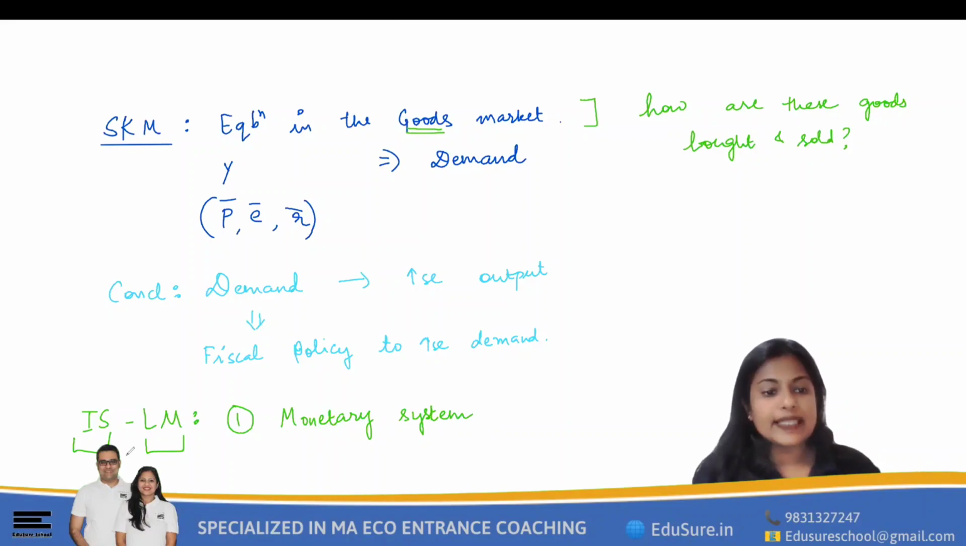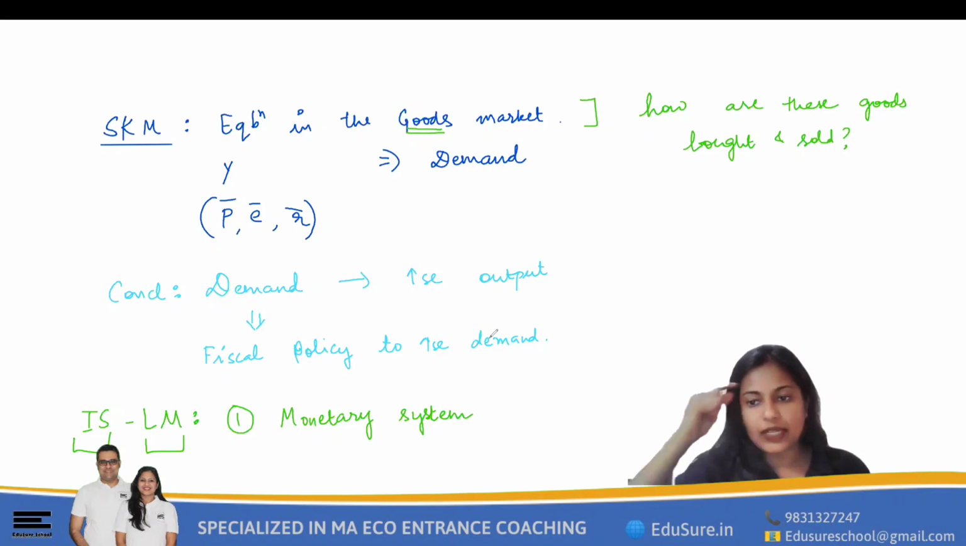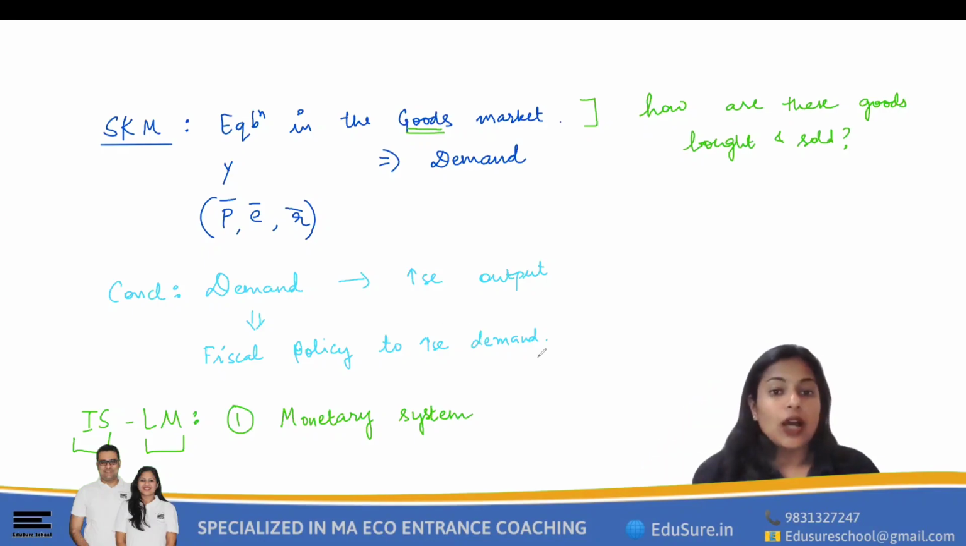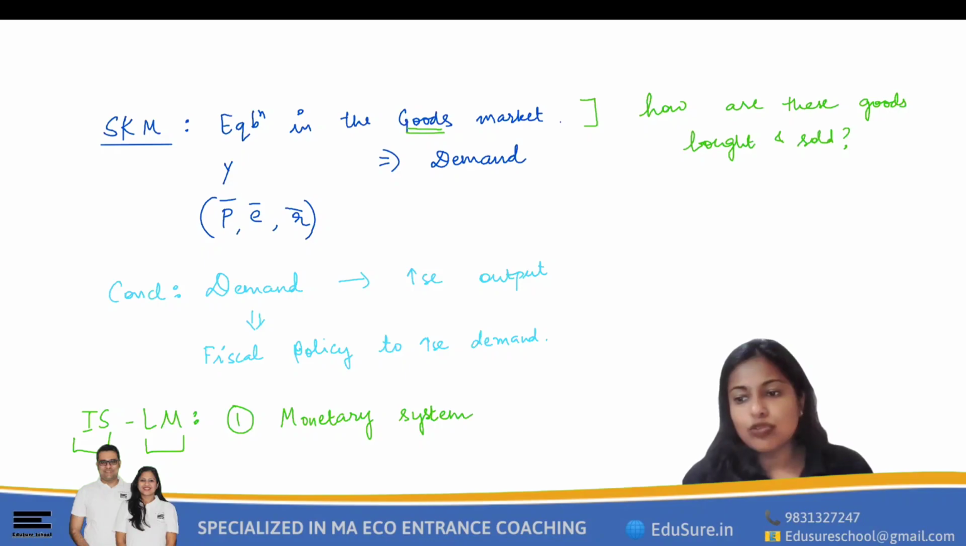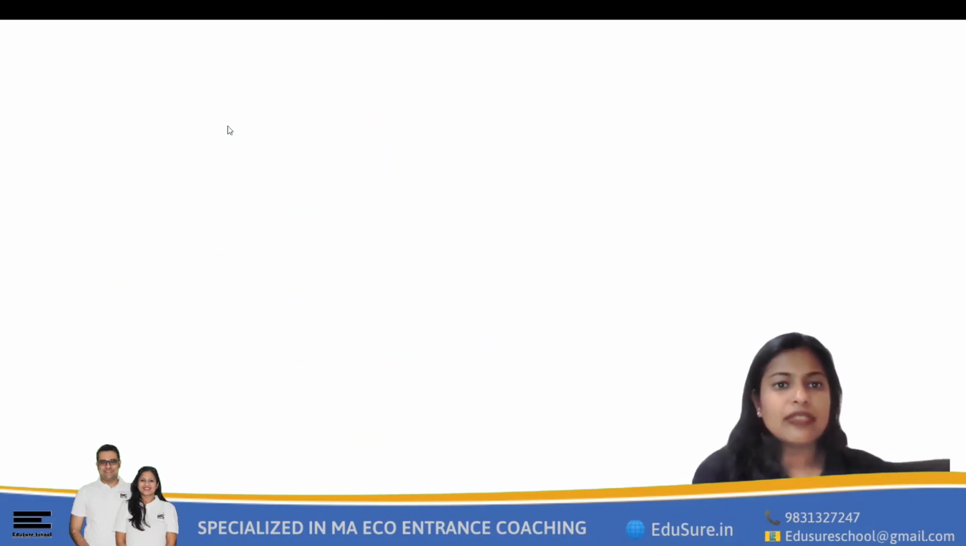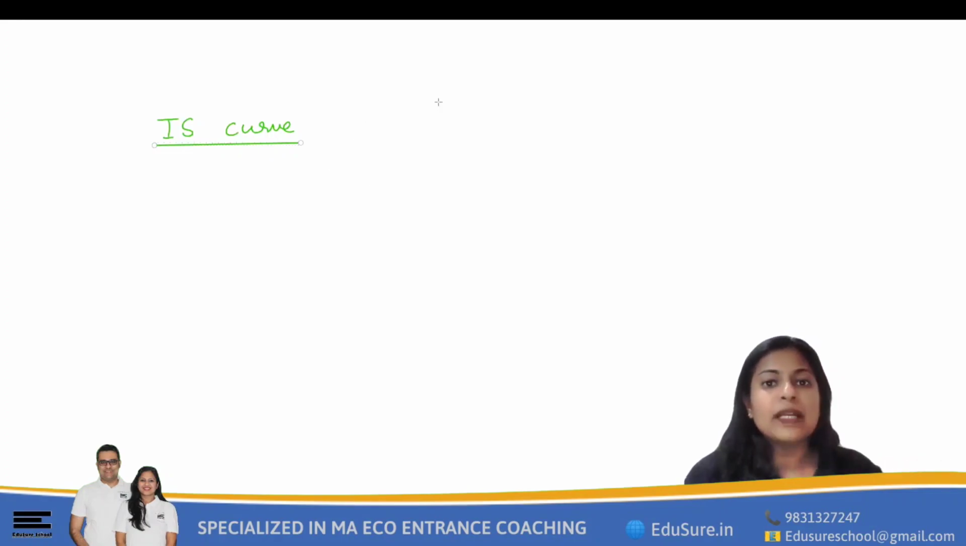So in the ISLM model, the improvement is that we are going to introduce this monetary system, which was earlier not there, and make the model more realistic, a stronger model. Today I am going to do the first part of this ISLM model, the IS curve. We start with this because it builds on the SKM, on what we have already studied.